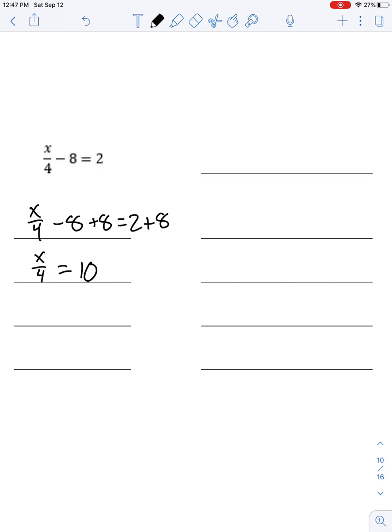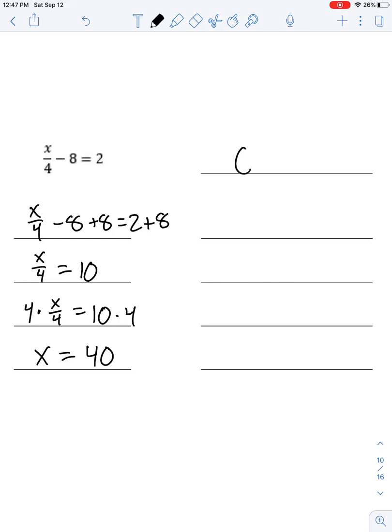And then we are going to have to multiply both sides by 4 since it's being divided. 4 times x over 4 equals 10 times 4. And then finally, those 4's cancel out, and we're just left with x equals 40.